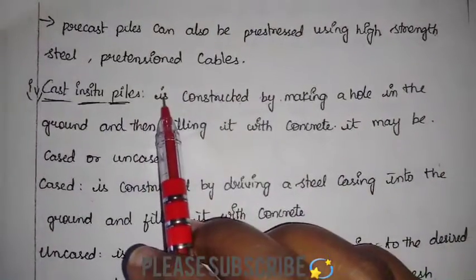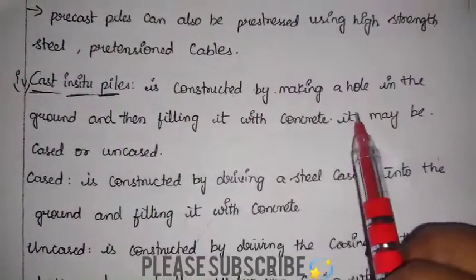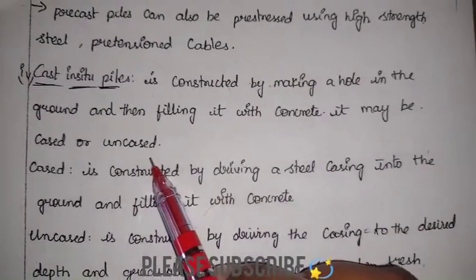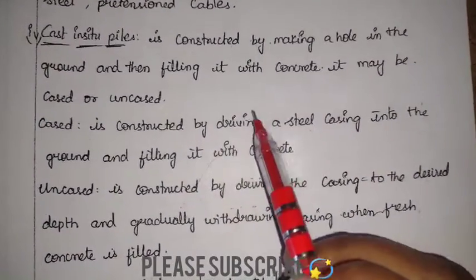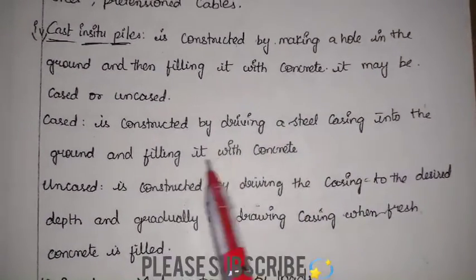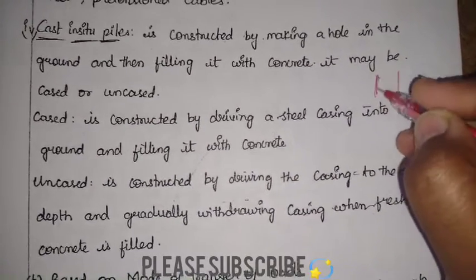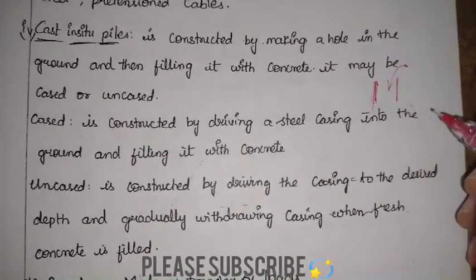Next, cast in situ piles. That is, we are casting on site. It is constructed by making a hole in the ground and then filling it with concrete. It may be cased or uncased. Cased is nothing but we are having some casing. That is, it is constructed by driving a steel casing into the ground and filling it with concrete. Casing is nothing but just like a mold. We are just providing some mold for the concrete to be in its place.